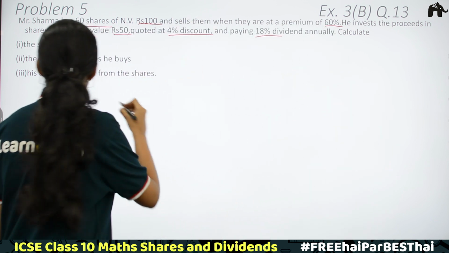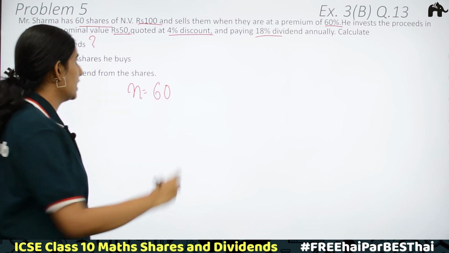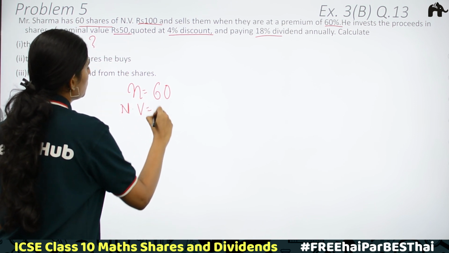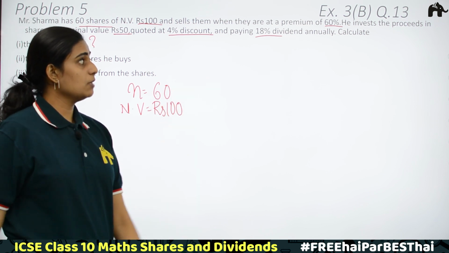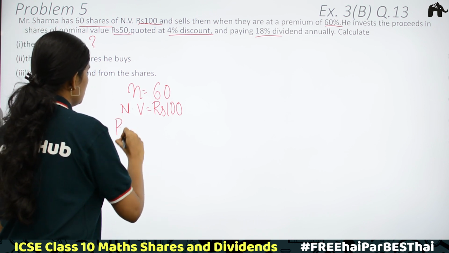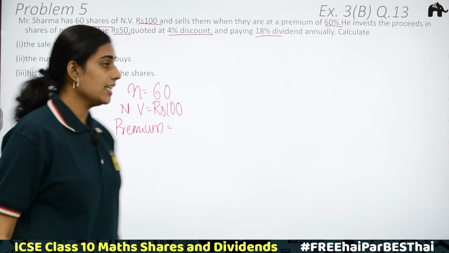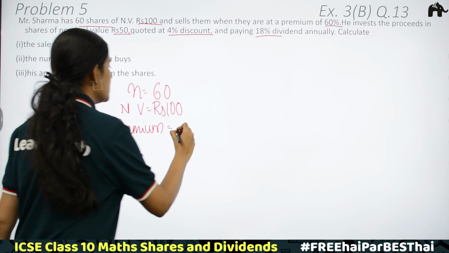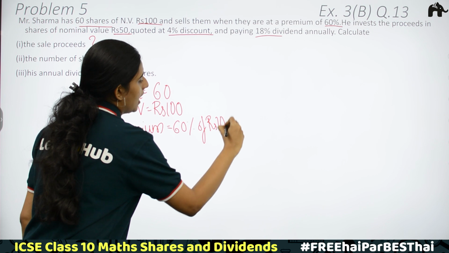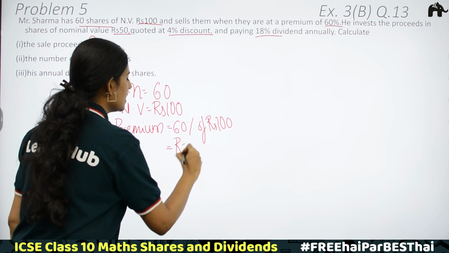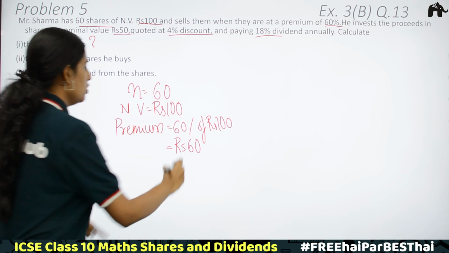Given n is equal to 60, nominal value of one share is rupees 100 and the premium is given, premium of 60%. Premium is equal to 60% of rupees 100, 60% of nominal value, that is rupees 100. You will be getting rupees 60, that is 60 by 100 into 100. You will be getting rupees 60.